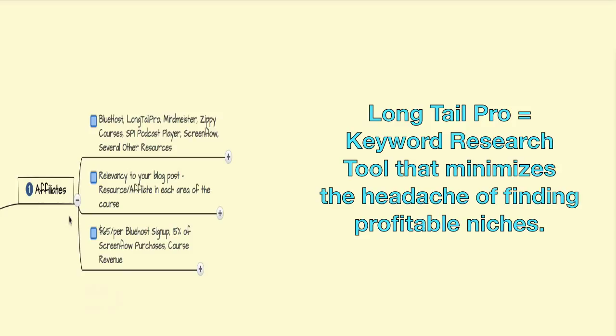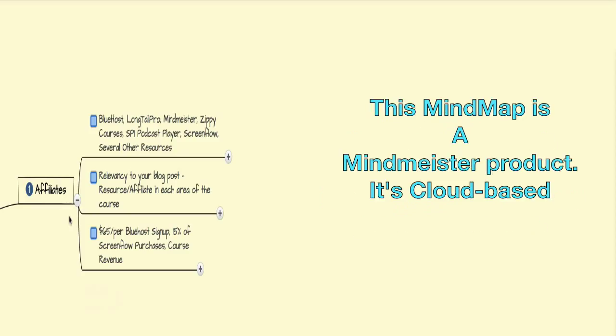I also was using Longtail Pro, which is a keyword research tool. MindMeister, which is what you're looking at right now. It is a mind mapping software that is held online, so it's kind of cool. You can be anywhere in the world and still access it because of the cloud.